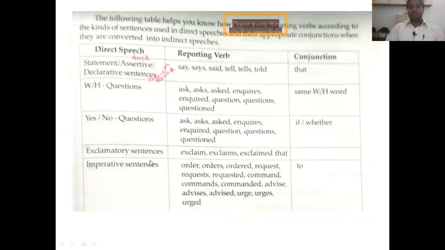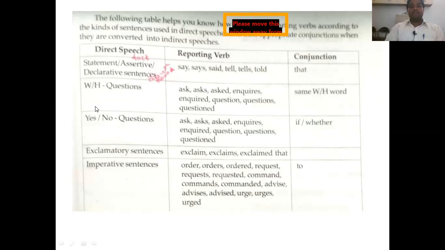So next we can move to the following table, on how to use the reporting verbs according to the kind of sentence used in direct speech, which can be separated from conjunctions when they are converted into indirect speech. So first one, direct speech. In this direct speech, we can say this is a statement, assertive, or declarative sentence. Assertive means it's a fact. And in reporting verbs, you can say says, said, tell, tells, and told. The conjunction word is that.